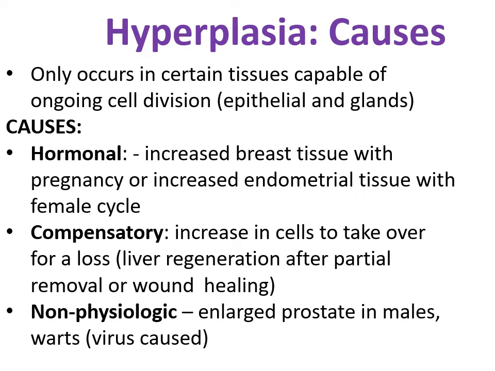Warts would be another example of cellular hyperplasia. So the virus that gets into the epidermal cells, or even into the cervical cells, right? Cervical warts, HPV, they cause cells to rapidly divide. And that's why HPV on the cervix can lead to dysplasia and then finally cancer, because it's constantly making the cells divide.